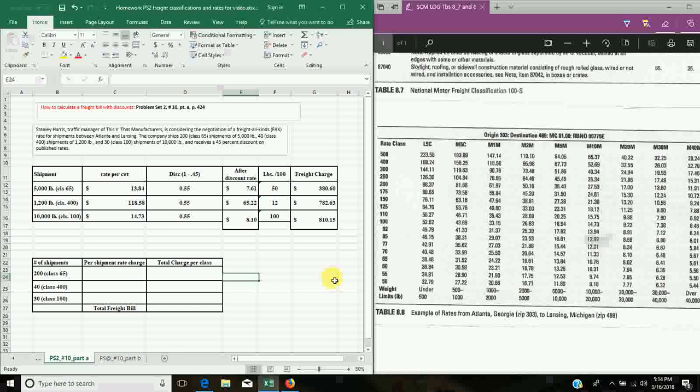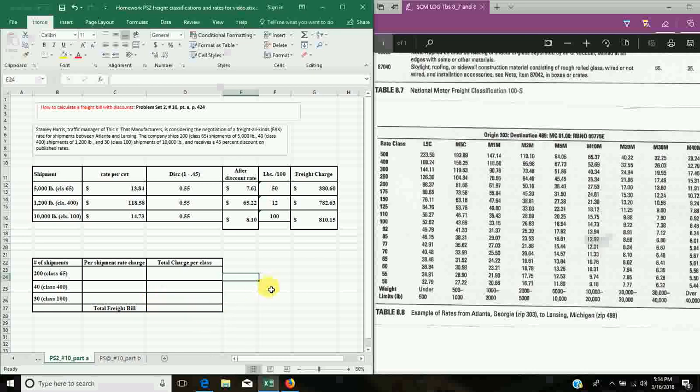These are the freight charges that we would incur for individual shipments at 5,000, at 1,200, at 10,000 pounds for these respective classes. Alrighty. Well, the next thing we want to do is get to our total freight bill.